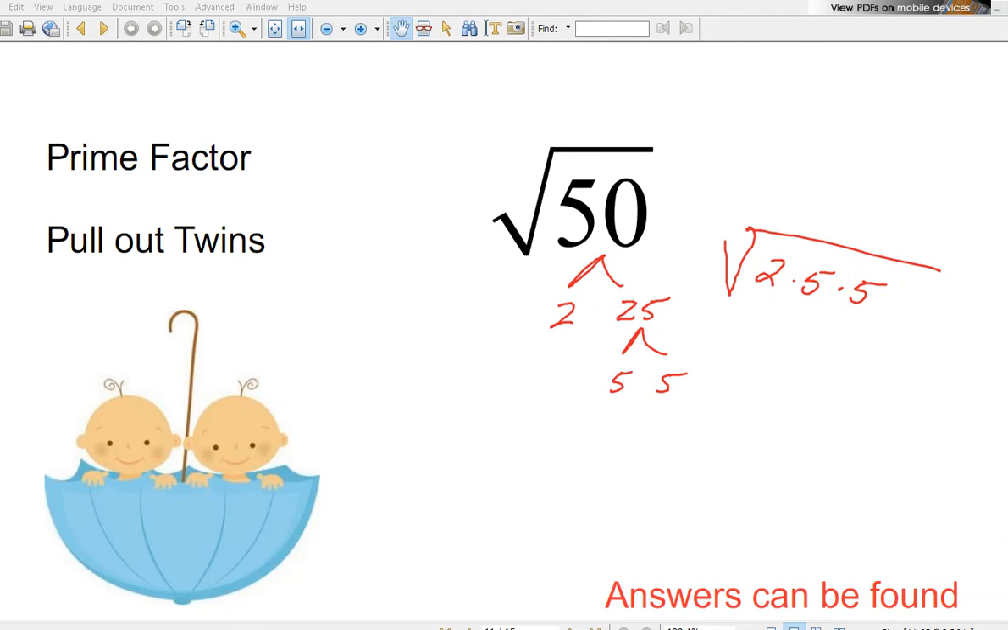50. What makes a 50? So you're going to prime factor this. I'm going to go with 2 times 25. So 2 times 5 times 5. Now I'm going to look for my twins. I've got a pair of 5s right here. Those guys come out in front because 5 times 5 is 25 and the square root of 25 is 5. They're gone. And what am I left with? 5 square root of 2.